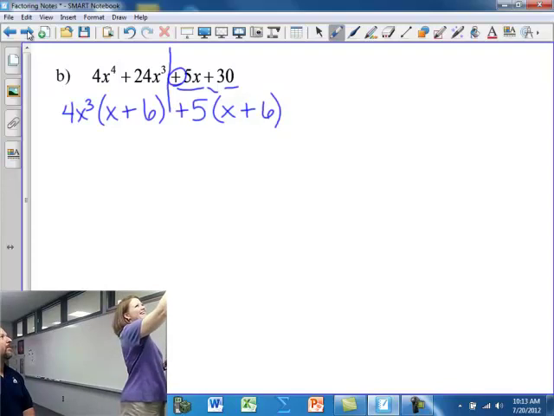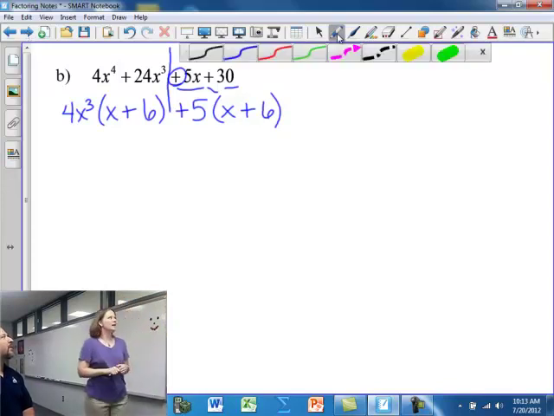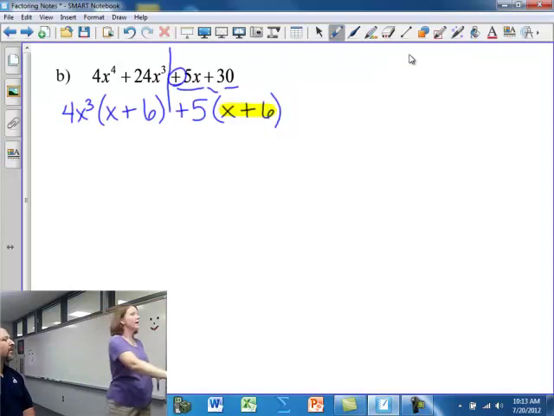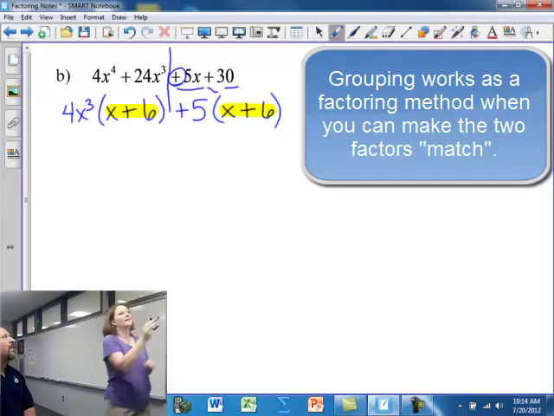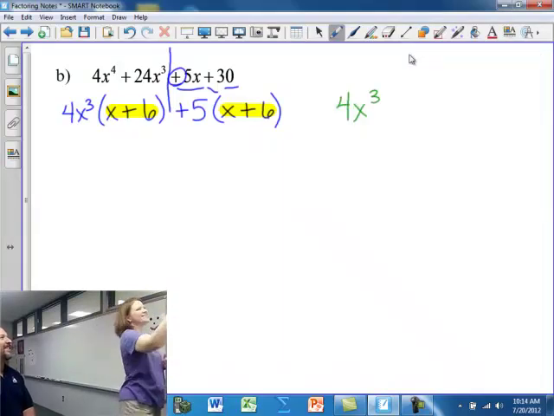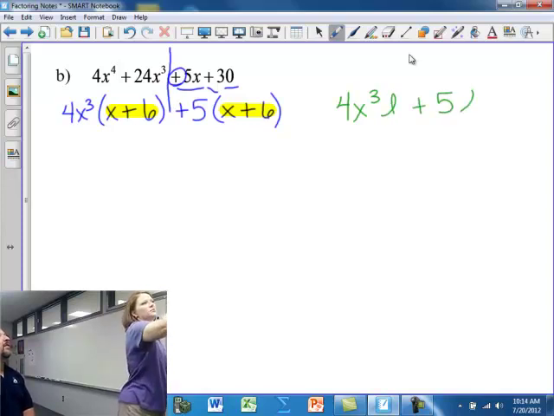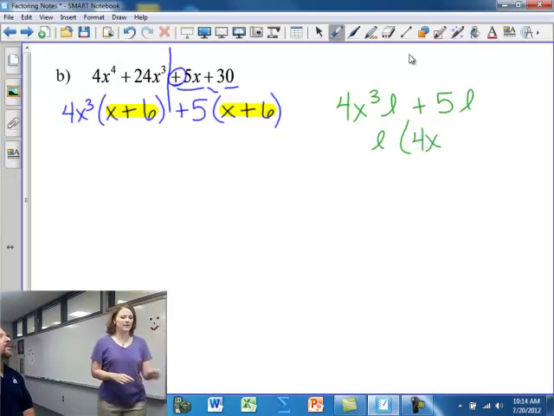Oh, wait a minute. Once again, this kind of looks like the last problem a little bit. There's x plus 6 and x plus 6, okay? So again, if you had something that looked like 4x cubed, Mr. Lucky, what's your favorite letter? L. L for Lucky, okay. Plus 5L, would you recognize that you could take an L out of that and have 4x cubed plus 5? Yes. Okay, but our L happens to be this x plus 6.